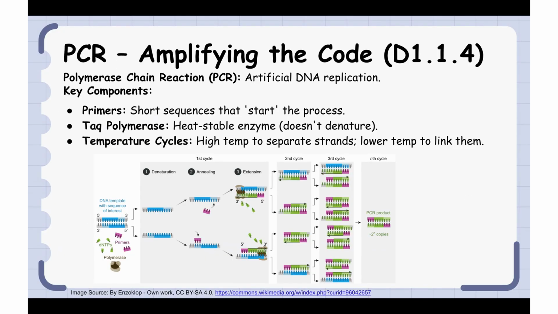But sometimes we only have a tiny scrap of DNA, like a drop of blood from a crime scene. We use PCR to amplify it, making millions of copies in hours. We use primers to tell the machine where to start and a special enzyme called Taq polymerase. Why Taq? Because it comes from a bacterium living in a hot spring, so it doesn't melt when the PCR machine cranks up the heat to separate the DNA strands.